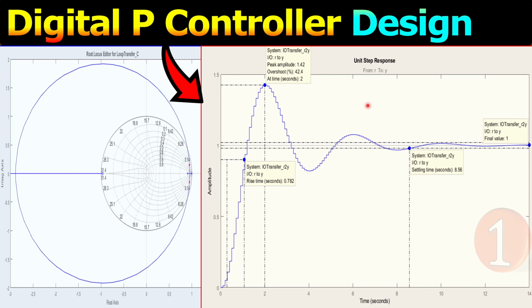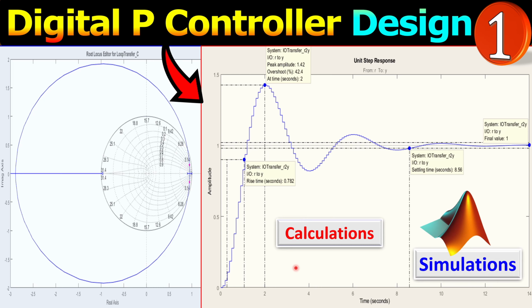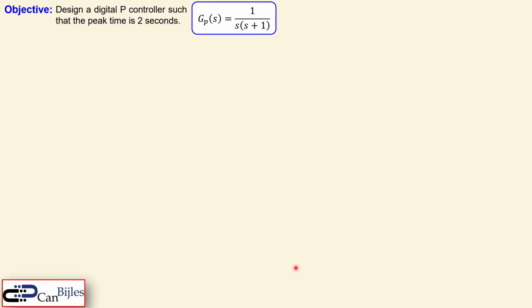This is our example number 1 about the digital controller design. In this case we will discuss the P controller design. We will discuss the calculations for this specific example step by step and also verify these in Matlab simulations. So let's look at our example.